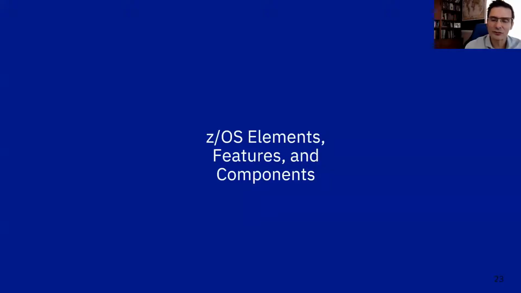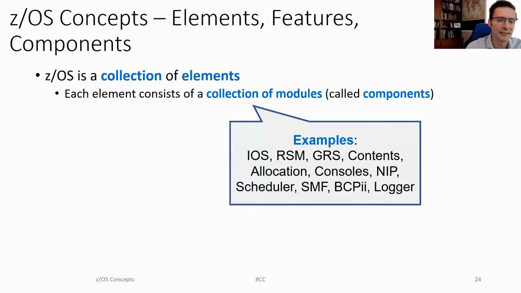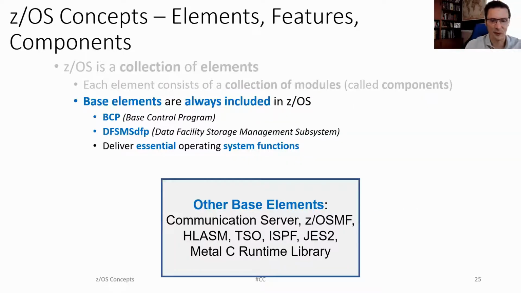Okay. Let's talk a little bit about how zOS is organized. And so there are the concepts of elements, features, and components. So zOS is a collection of elements. So each element consists of a collection of modules that are called components. So there are a number of components in each zOS element. So I just listed some names of components here. So base elements are always included in zOS. So you have the BCP, like we just mentioned before, the base control program. That's the core of the operating system. That is a base element.